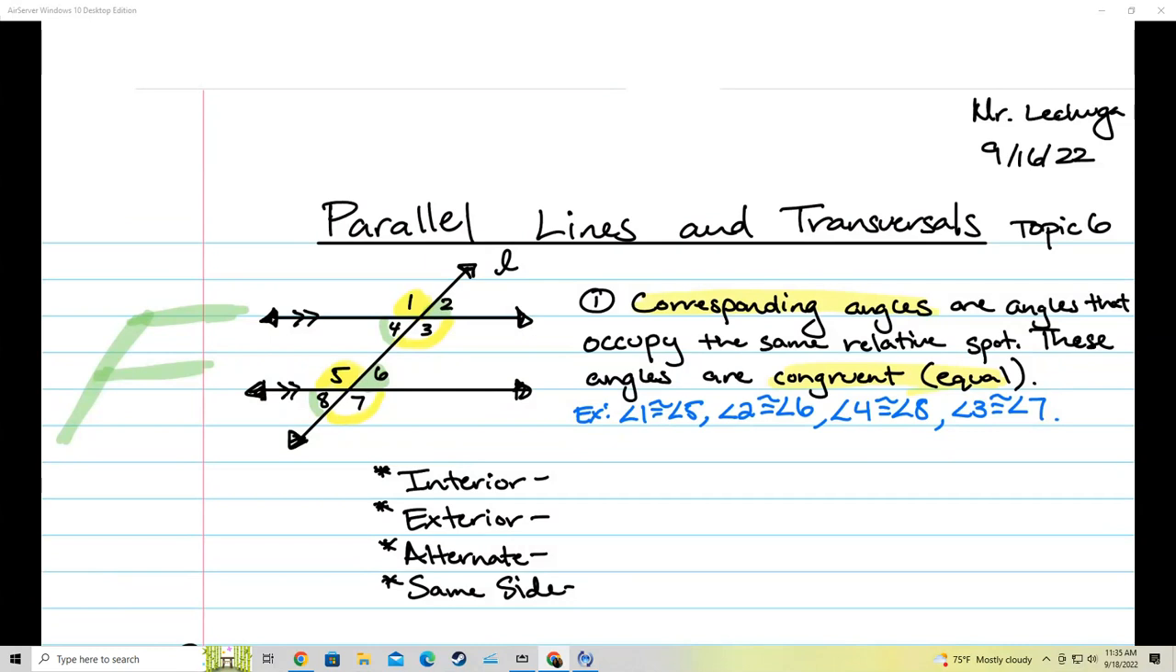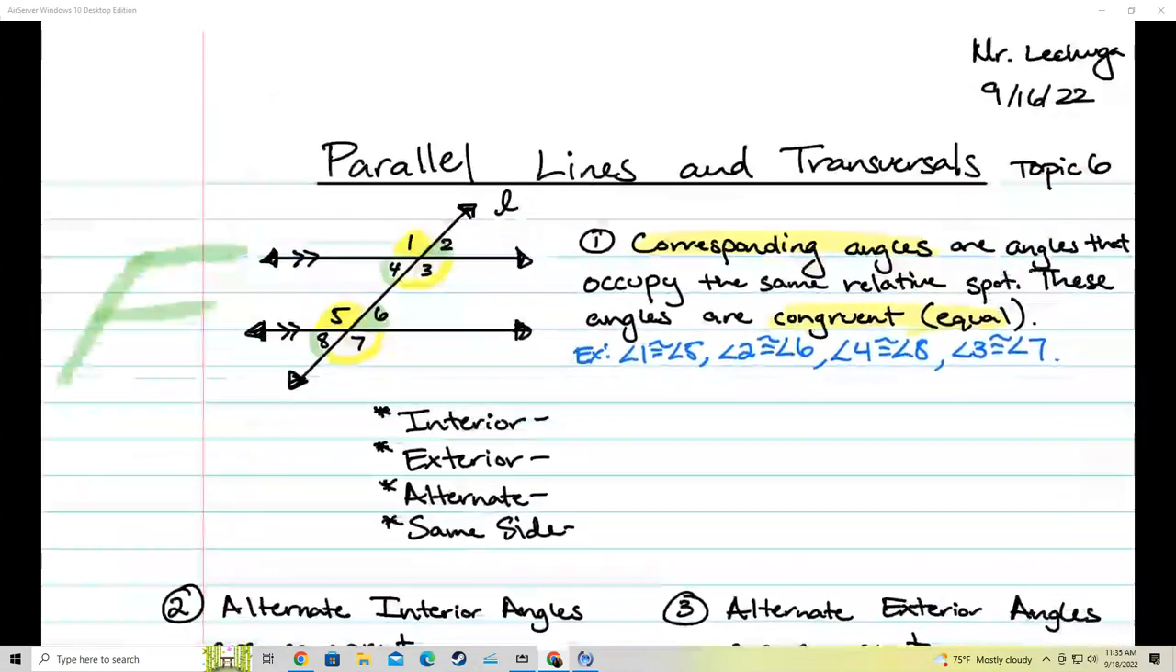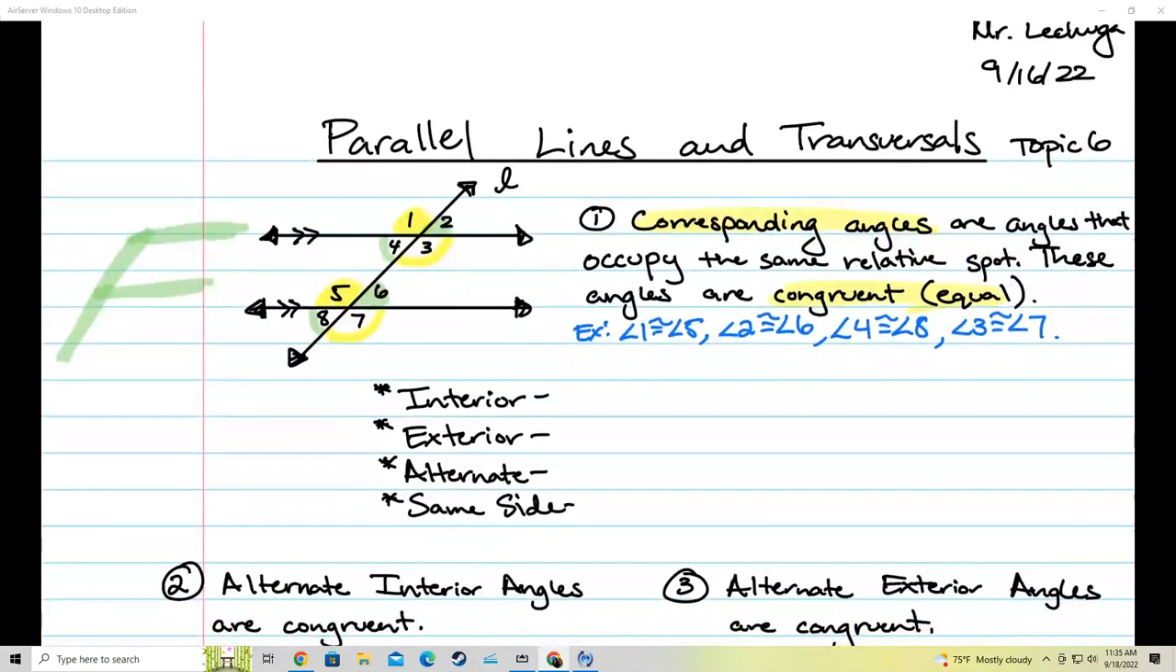I'm going to say, look, do you see any Fs? That's what I mean by trying to make Fs out of the parallel lines and then see what angles they catch. We know that those angles are going to be congruent. Okay, a bit of vocabulary before we move on, for today and for the rest of the semester.